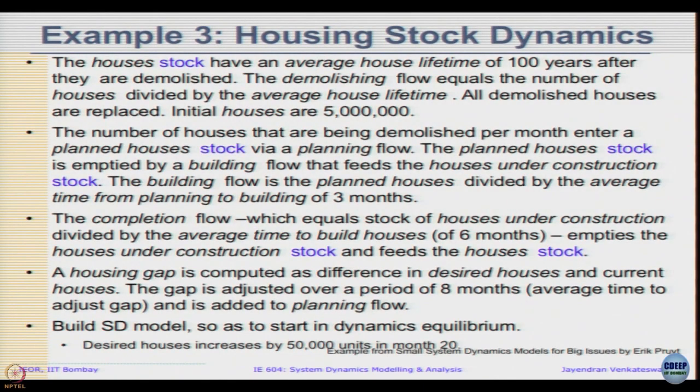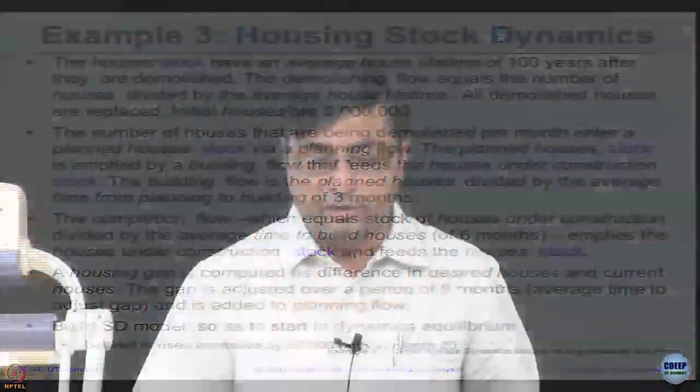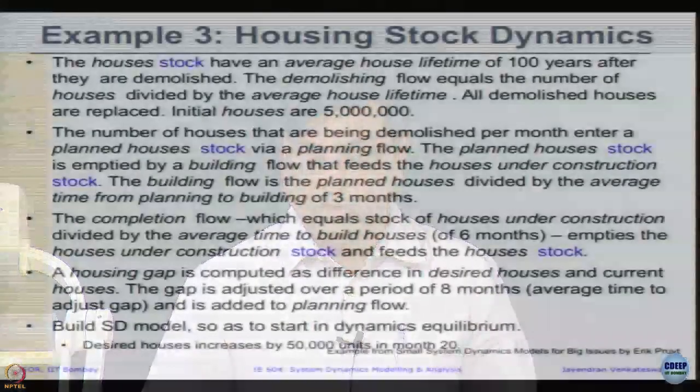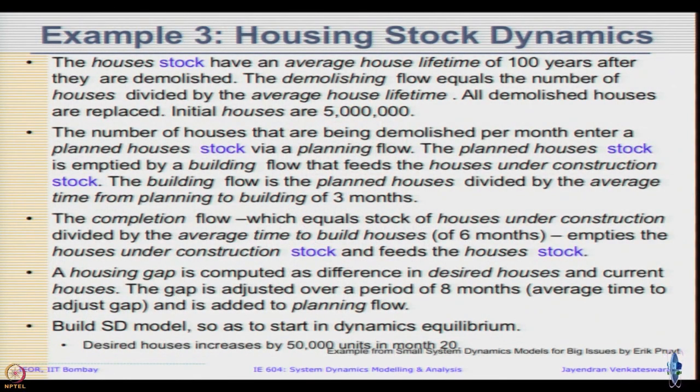So, again, I highlighted a few variables. Housing stock dynamics. Houses have an average... it's a completely different model. Imagine houses are built in a particular area. Housing stock has an average house lifetime of 100 years, after which they are demolished. The demolishing flow equals the number of houses divided by average house lifetime.